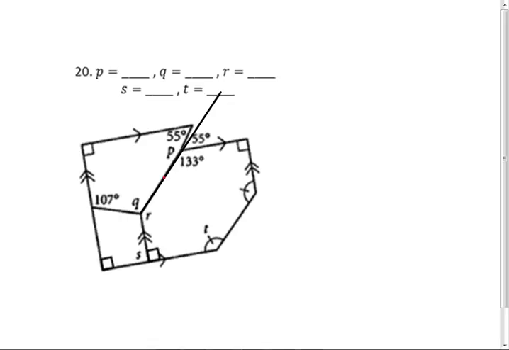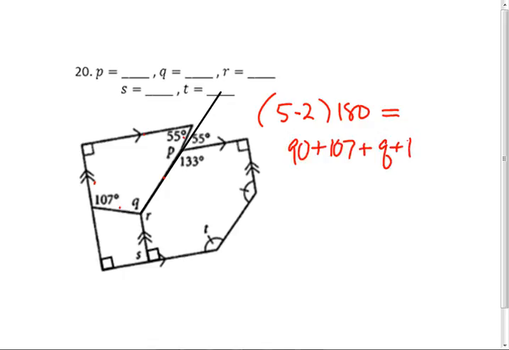So there's 1, 2, 3, 4, 5 sides there. So 5 minus 2 times 180, that's the sum of the interior angles, which is 90 plus 107 plus Q plus P plus 55. I think I have to find P first. Oh, yeah, I do. You want to find all those, but you'll have to find P before you do that.